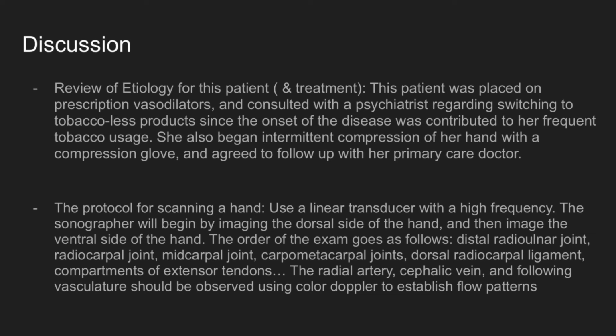The protocol for scanning a hand begins by using a linear transducer with a high frequency. The sonographer will begin by imaging the dorsal side of the hand and then image the ventral side of the hand. The order of the exam goes as follows: distal radial ulnar joint, radial carpal joint, midcarpal joint, carpal metacarpal joints, dorso-radial-carpal ligament, compartments of extensor tendon. The radial artery, cephalic vein, and following vasculature should be observed using Doppler to establish flow patterns.